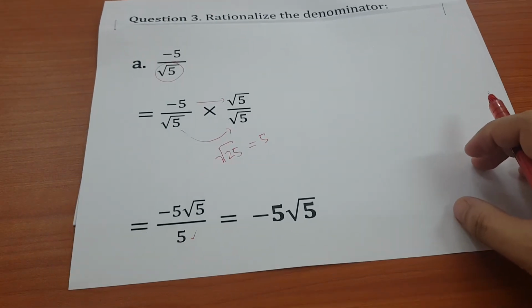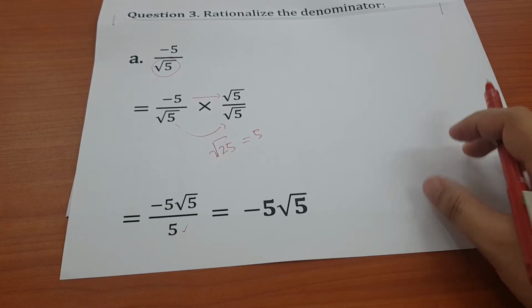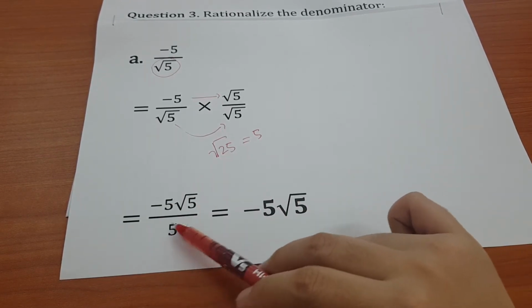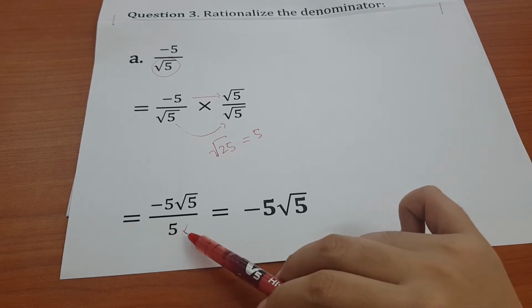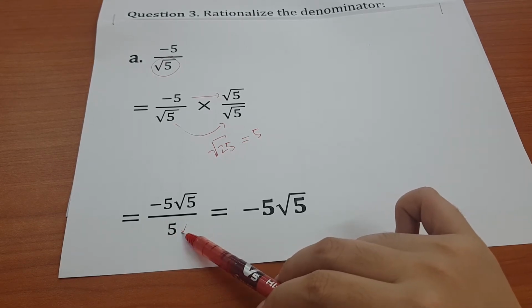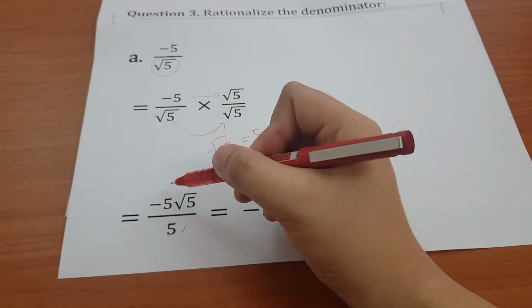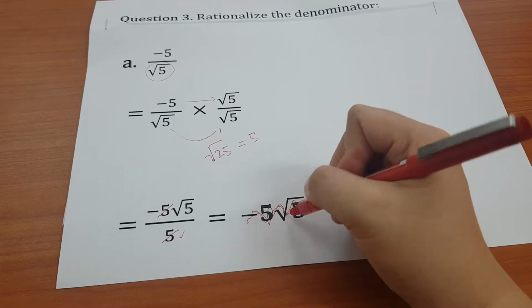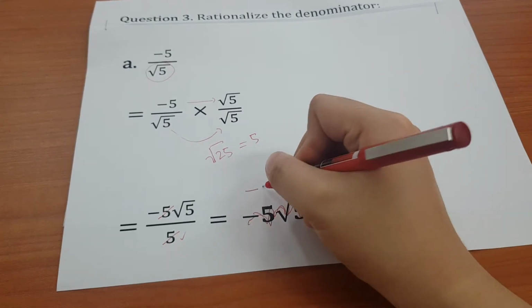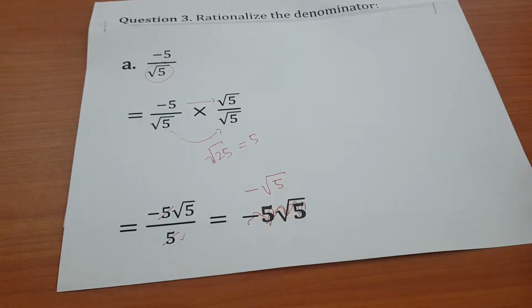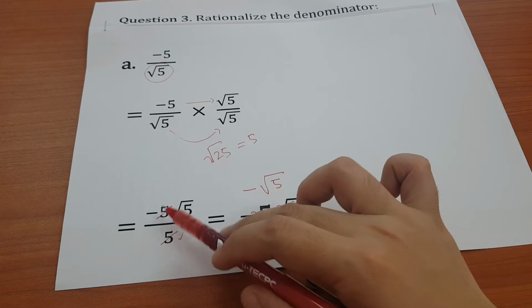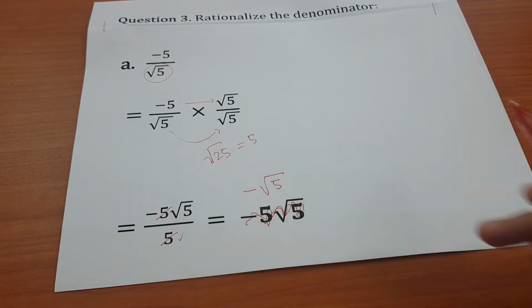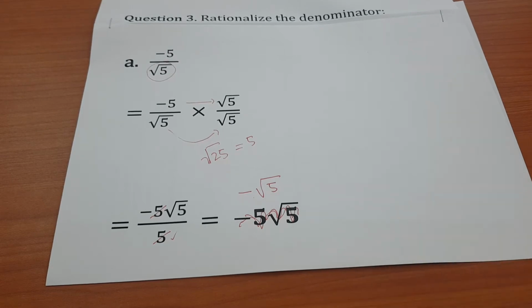And then if we observe here, the root is gone, that means we already rationalized the denominator. Now to simplify this one, you will take root of 5 and root of 5, because 5 and 5 are common, so we can remove them. That's why the final answer is minus root of 5.